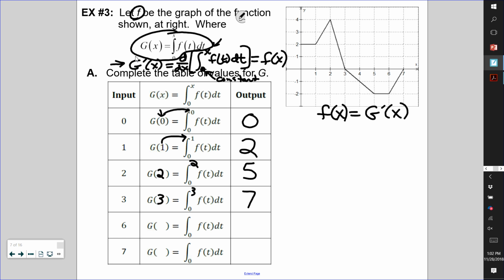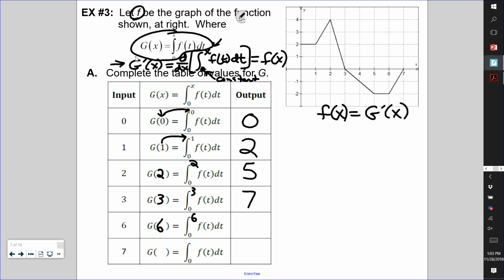Now we're going to skip a little bit and go over to 6. So we want to know what is g of 6. g of 6's definition, based on the formula up there, is the integral from 0 to 6 of f of t dt. Well, I already know what 0 to 3 is. That's 7. So then I just have to figure out what happens from 3 to 6. And then what do I do with this part from 3 to 6? Subtract it, because it's underneath, so it's negative.